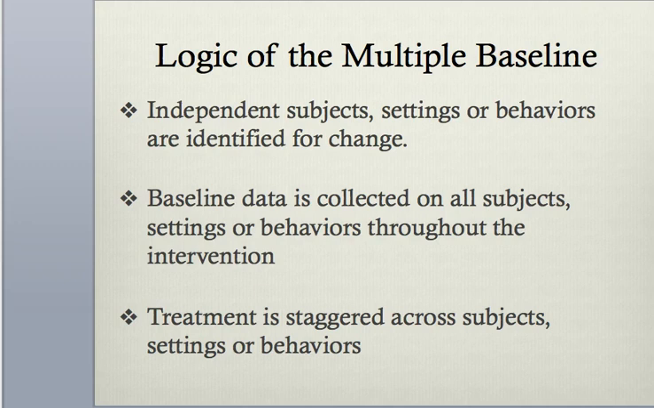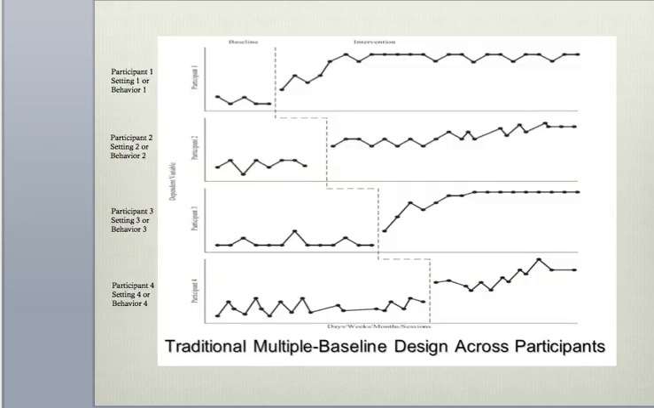If the individual has several problem behaviors that need changing, then we treat all of the behaviors with the same intervention, but we stagger the onset of treatment. And that staggering of treatment is what gives us the ability to reject the null hypothesis. So let me show you some examples here.